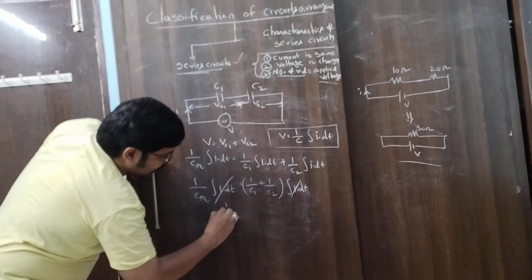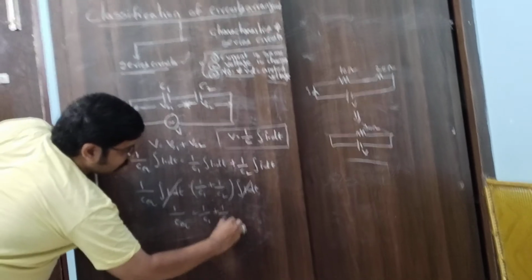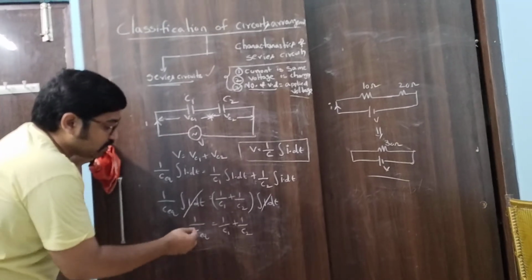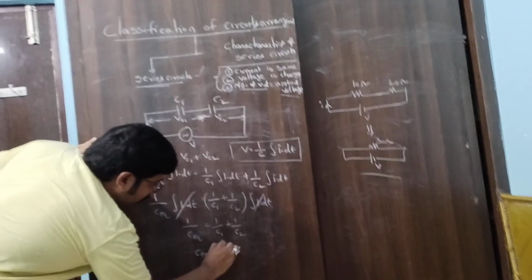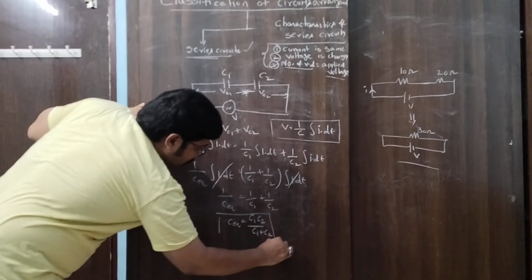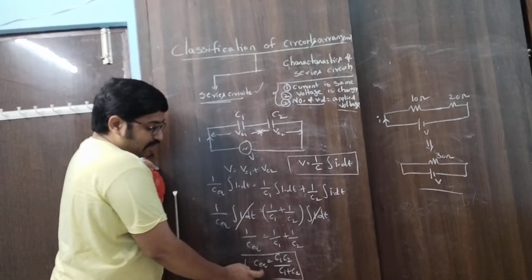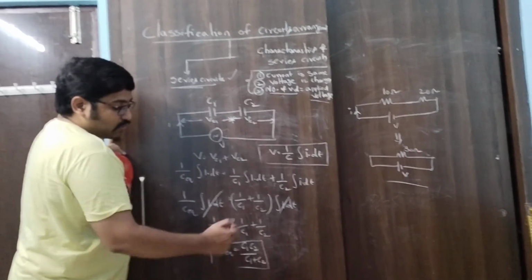This will get cancelled. 1 by C equivalent is equal to 1 by C1 plus 1 by C2. You can still simplify this to find C equivalent equal to C1 C2 divided by C1 plus C2. Therefore, whenever two capacitances are connected in series, the equivalent capacitance will be C1 C2 divided by C1 plus C2.